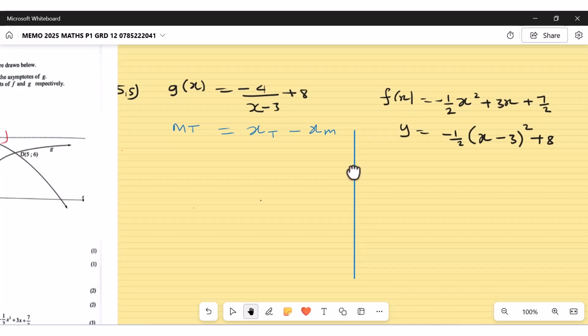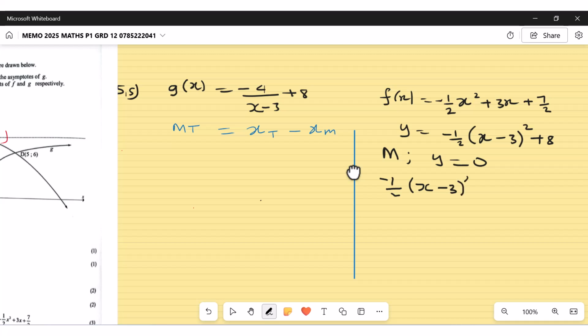So at M, it's the parabola. At M here, I know that my y equals 0. So I'm going to say that f of x equals 0, or I can say that negative 1 over 2 times (x minus 3) squared plus 8 equals 0, right? What is x-intercept?